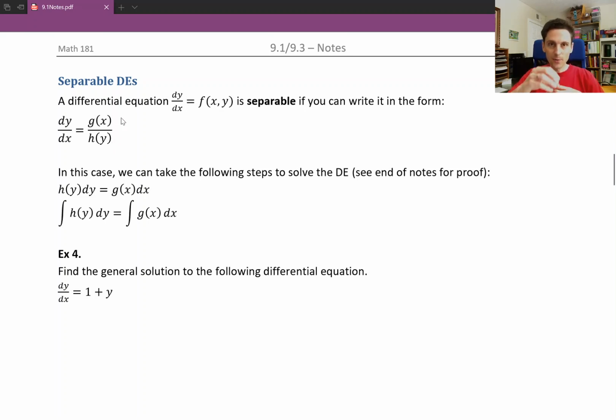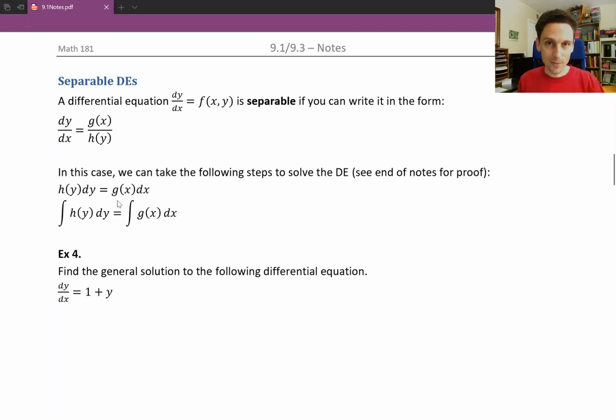It's like you can separate the x and the y variables, the x variables going on the top and the y variables going on the bottom. If you do have a differential equation like that, we can take the following steps to solve it. We can take the h of y and put it over on the left side, take the dx and put it over on the right side, kind of treating the dx like a differential, and then integrate both sides.